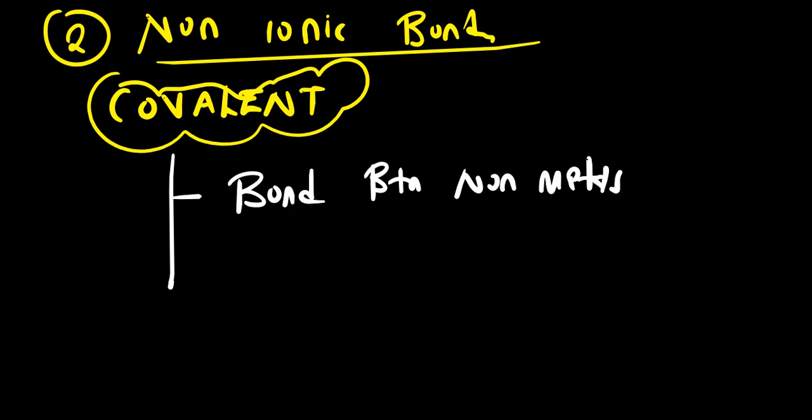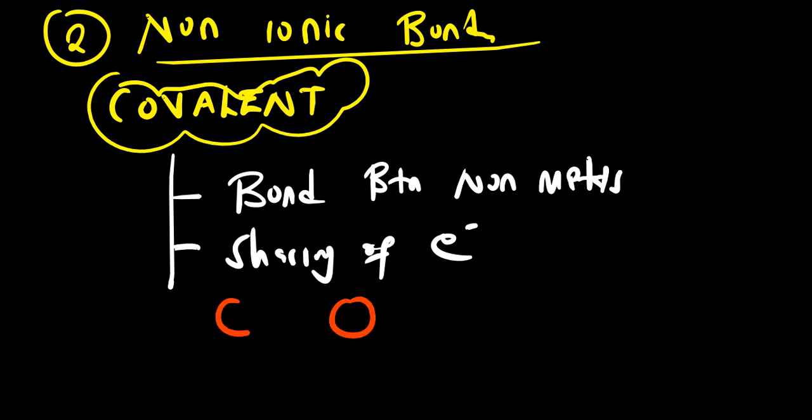Okay, so how do they do that? By sharing of electrons. Okay, so non-metals will share electrons. So let's take for example, let's say you have carbon and oxygen. In what group is carbon found? Carbon is found in group 4.